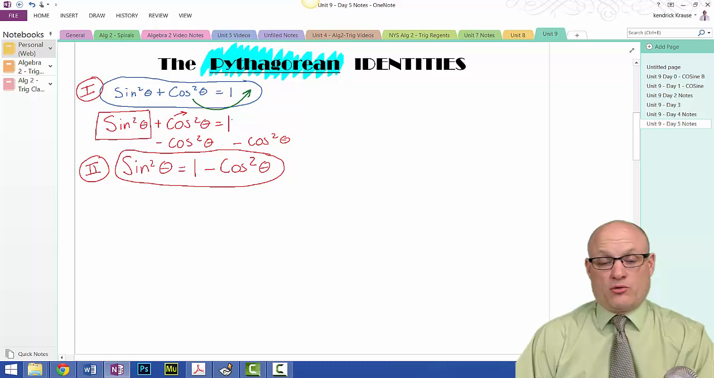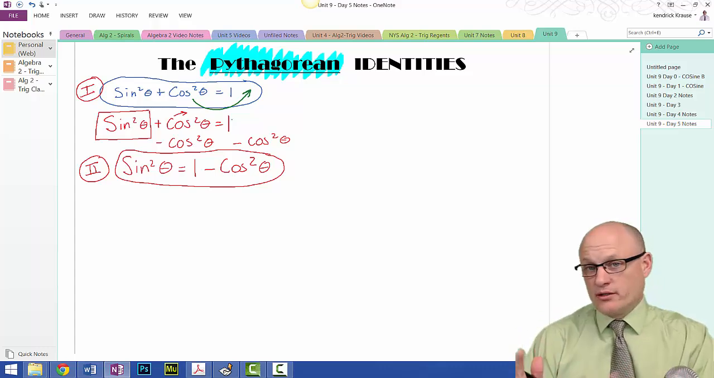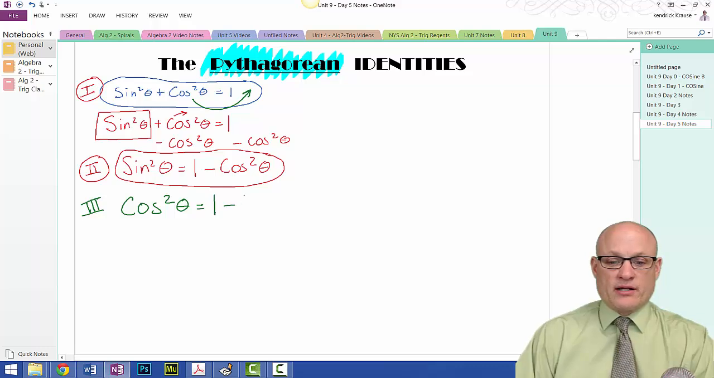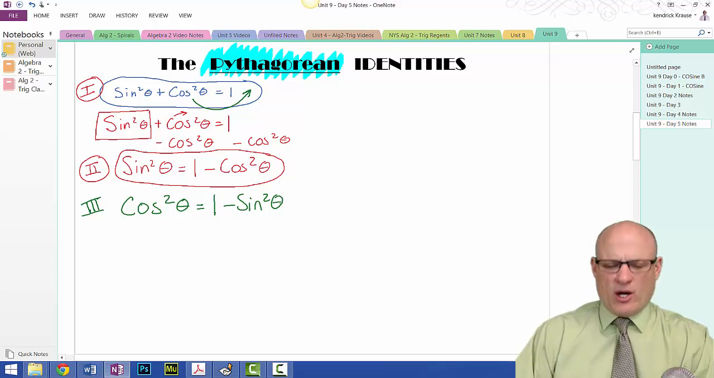Just move it. When it goes over there, it changes its sign. It's 1 minus. So if I remember sine squared theta plus cosine squared theta is 1, then I can get the other 2. And I say other 2 because it should become very obvious then that the third one we're going to work on is just learning that cosine squared theta is equal to 1 minus sine squared theta. And that should be pretty obvious, I hope. So there's your 3. Those are 3 things you need to know.